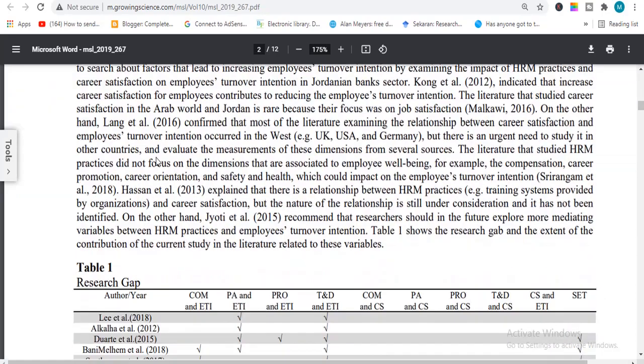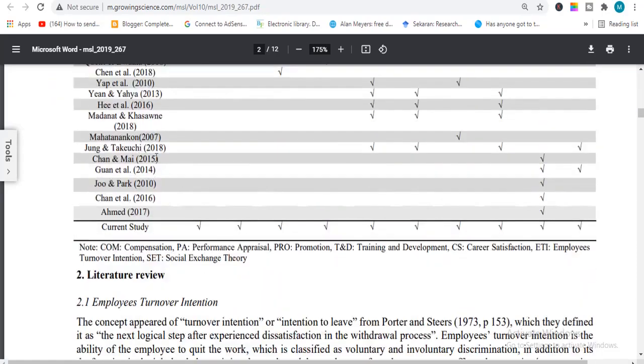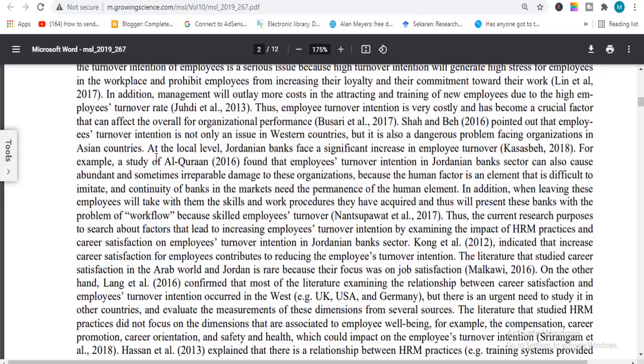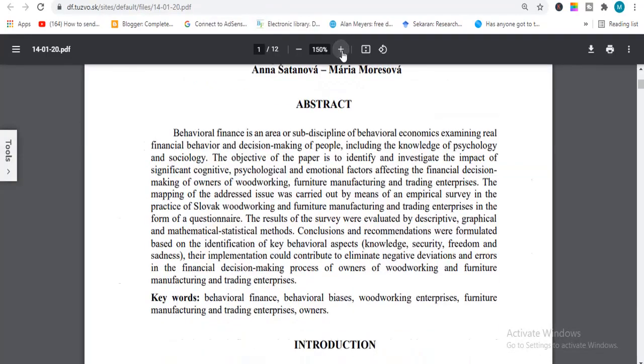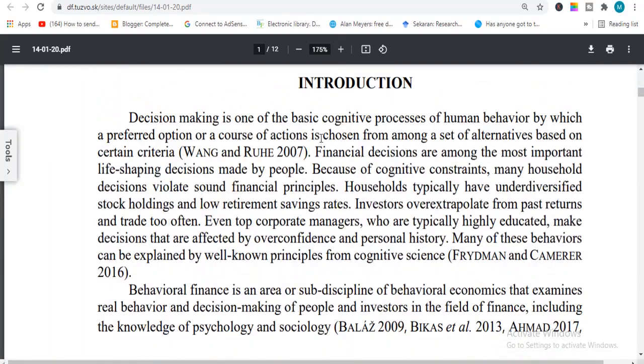There is no issue at all, as you can see. So they have mixed their research gap. They made a table on it. So let's skip this part right now because we are focusing only on the introduction in this video. So here is another introduction.